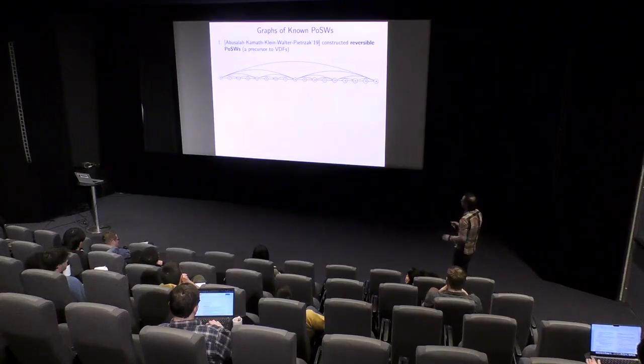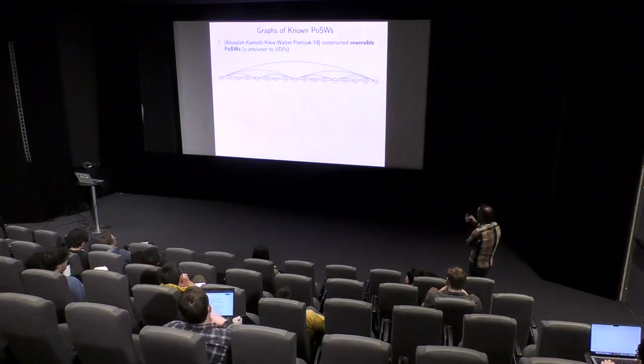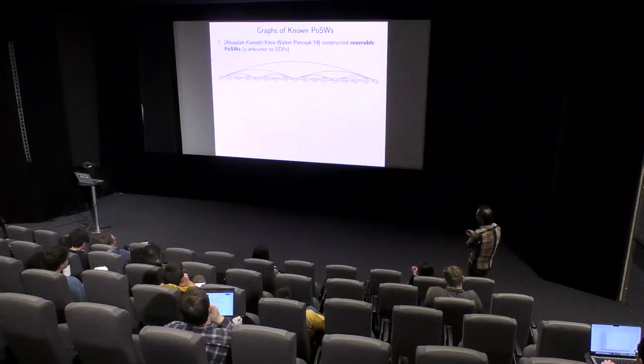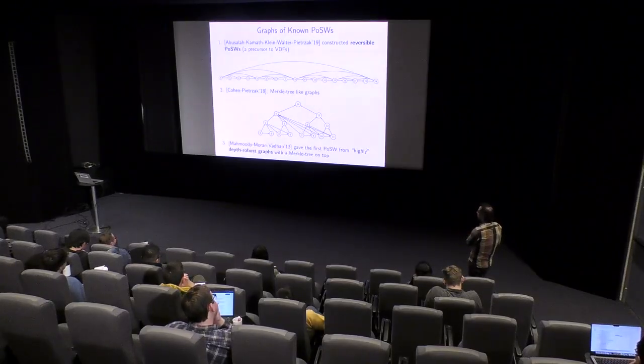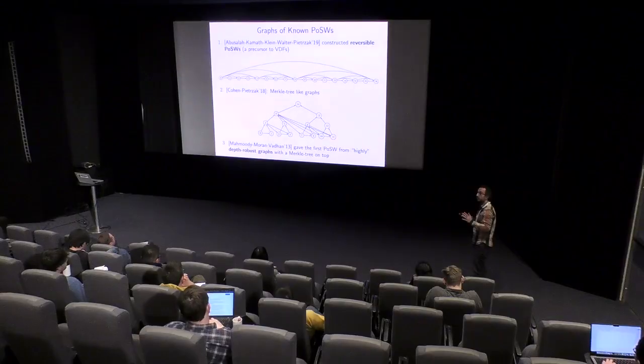So now we have everything set up to talk about what we really want to talk about. If we look at the literature, and I'm mentioning things in reverse chronological order, we have different sorts of graphs for POWs. We have this first graph that I showed you. It was introduced in this work and some other work later. And there is the CP graph, which looks like a Merkle tree with these extra funny edges. And then you have the original scheme by Mahmoody, Moran, Vadhan that uses highly depth-robust graphs. Okay, so these are the only three graphs that we know for POWs.